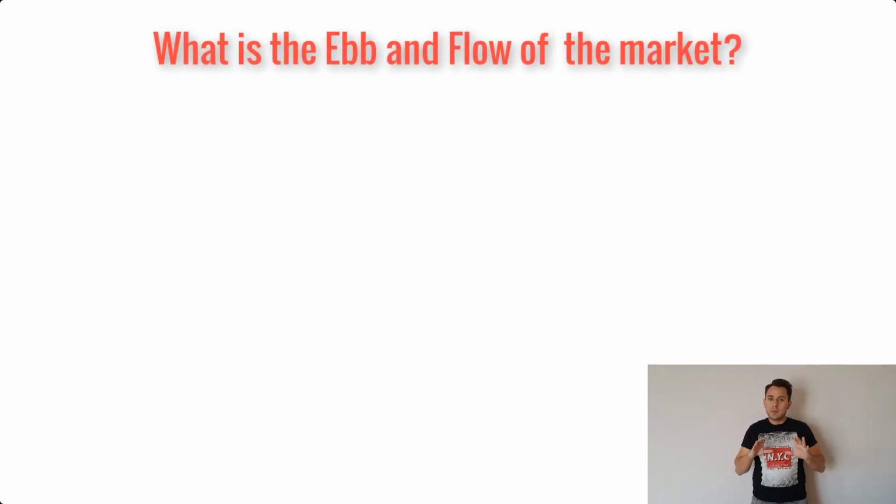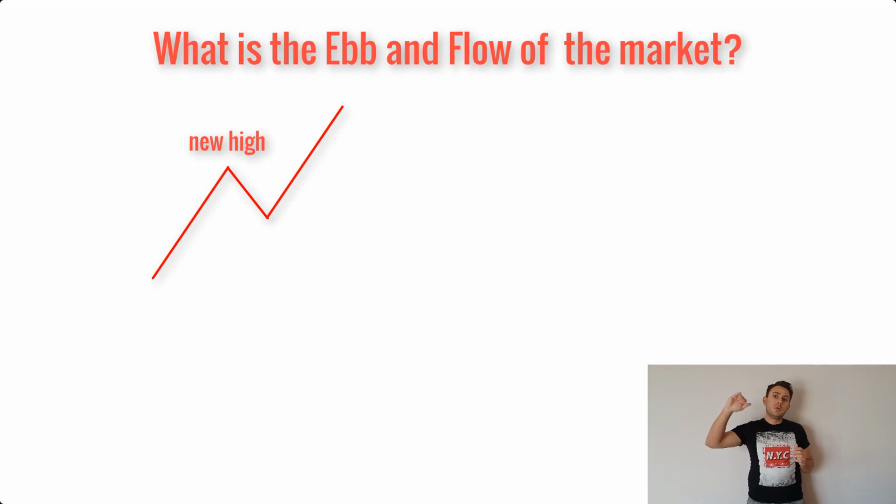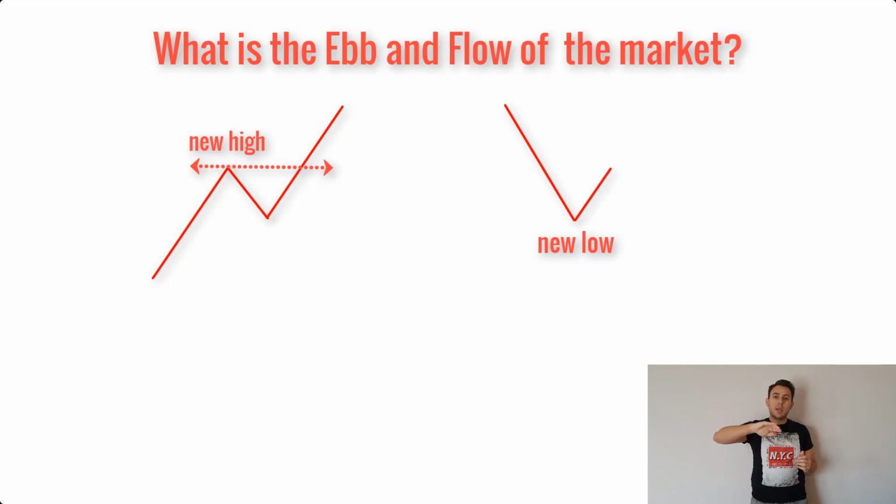So first of all, what is the ebb and flow of the market? Well, the ebb and flow of the market is the way the market moves. So let's say we're heading in an upward trend. We're flowing up, we created new highs and then we ebbed back down. And then we flowed back up and broke the new highs, and this is an uptrend, right? Now in the opposite direction, we're flowing down and then we ebb for a retracement and then we flow back down and we break and we continuously move down.